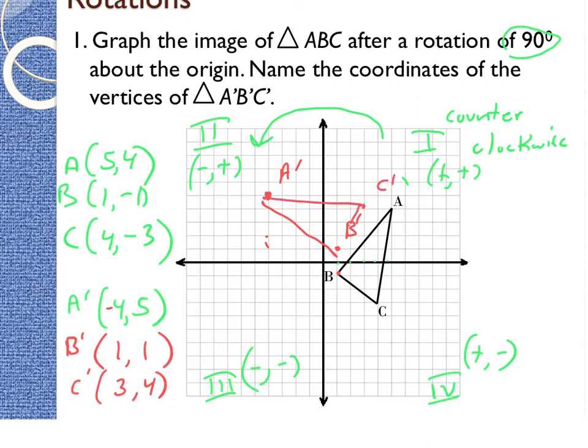So there's C prime. So we took it and we did a 90-degree rotation. Now when you're looking at your rotation, if you go through the origin, we're rotating about the origin. So if I took A and A prime and took them both back to the origin, that's going to give me 90 degrees. So it went 90 degrees. You could do the same thing with C and C prime.